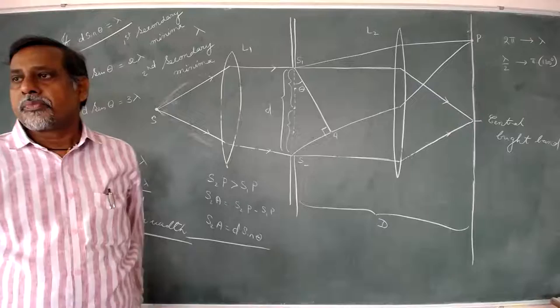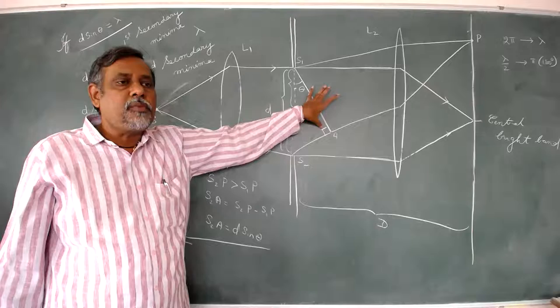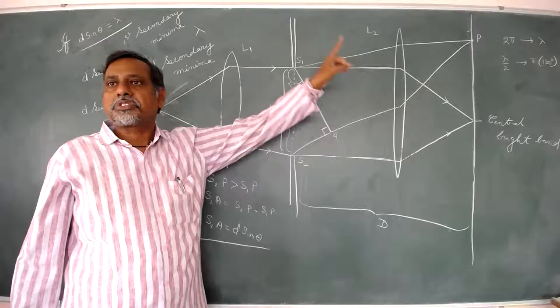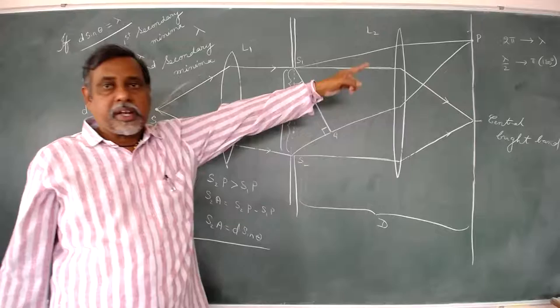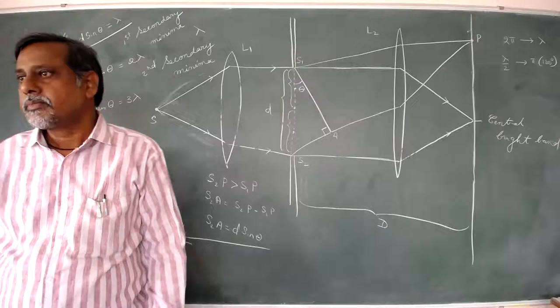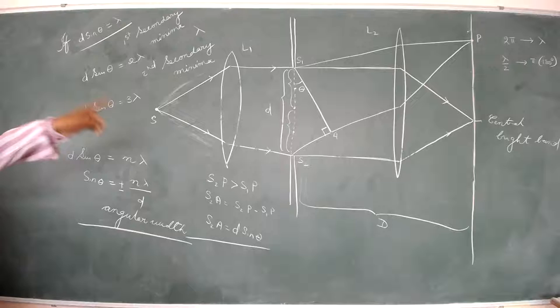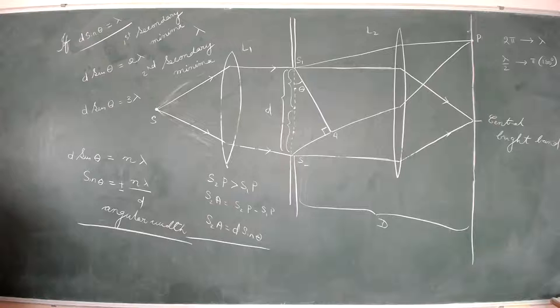So in this unstopped light, there will be so many secondary wavelets. Ultimately, all those secondary wavelets will undergo interference. Due to the interference of all these secondary wavelets, we will be getting diffraction. That's what Fresnel said. Understood? Okay, so the first secondary minima is observed when the path difference is lambda. Path difference means d sine theta. D sine theta is equal to lambda, which is the wavelength of light which is used.